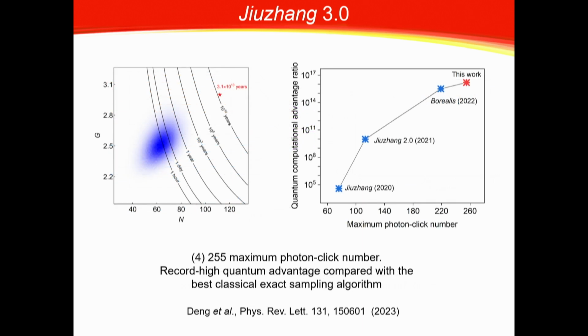And with that, we are able to arrive at an experiment with a maximum click number of 255 photons. And this is a 6 orders of magnitude improvement over our previous Jiuzhang 2.0, and also over the work from Xanadu that was also published last year.